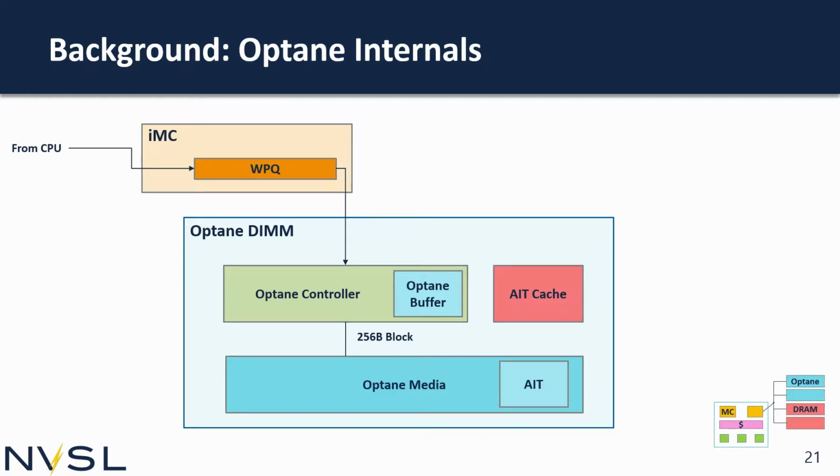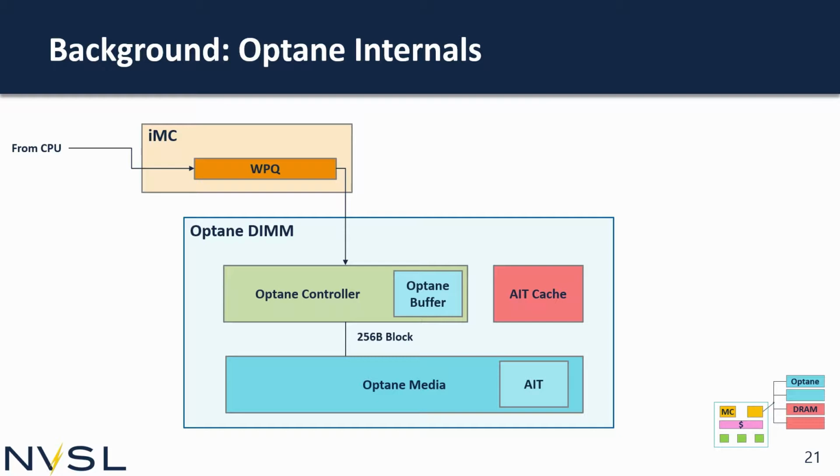So there's a physical address, but there's also a device address. The address indirection table, or AIT, is the way that we do that, and this is cached in the creatively named AIT cache. Okay, so all of this is kind of what's going on in the internals of this device.